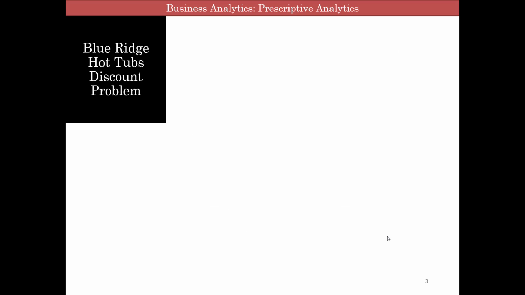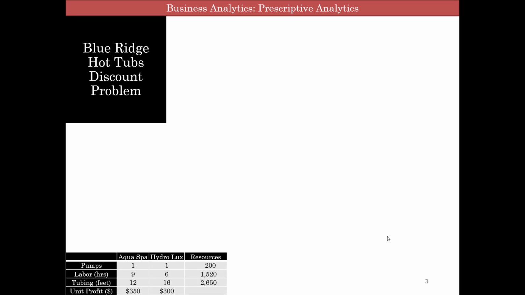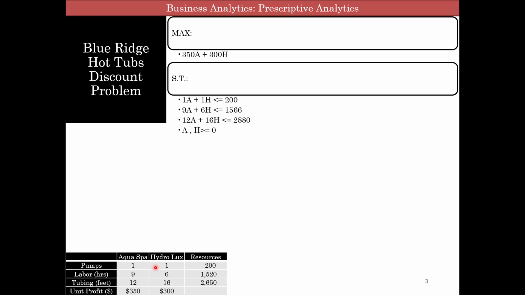Let's discuss both. We're going back to the Blue Ridge Hot Tubs problem. Remember this problem where you had Aquaspas and Hydroluxes. This was the unit profit. Here were the resources, number of pumps, labor hours, tubing, and this is what was required. I'm not going to get into this. Instead of X1 and X2, I'm using A and H. A is the number of Aquaspas. H is the number of Hydroluxes. And here's the model.